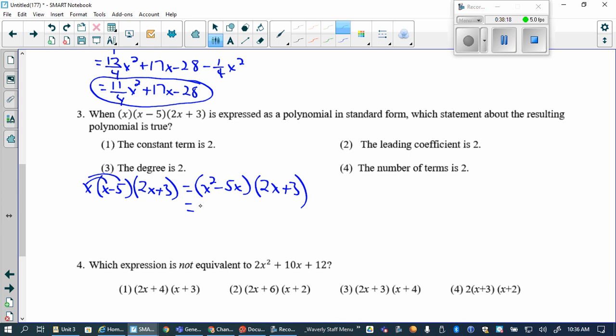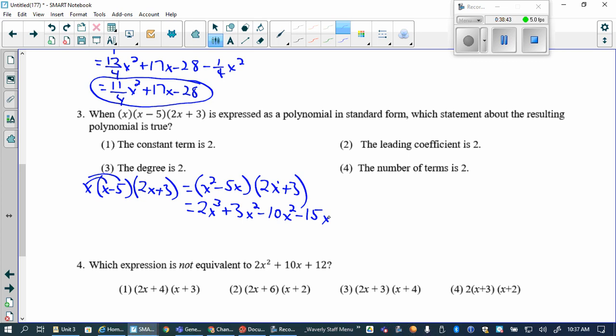So you got x squared times 2x is 2x to the third, right? Because that's x to the first, right? Add the exponents. Plus x squared times 3 is 3x squared, right? Now do the negative 5. Minus 10, x times x is x squared, minus 15x, negative 5x times 3.